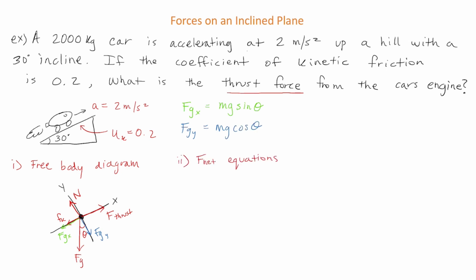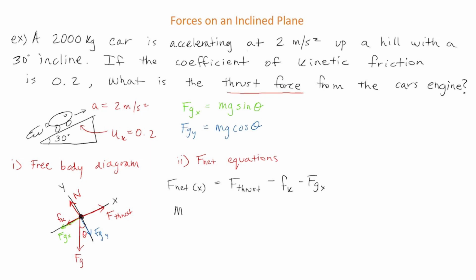The next thing you want to do is write your F net equations. And we will start with the F net x equation, which is the sum of all the forces acting along the x-axis. So that would be the thrust force minus the kinetic friction minus the force of gravity in the x component. And the kinetic friction and Fgx are negative because they are vectors that are pointed to the left.